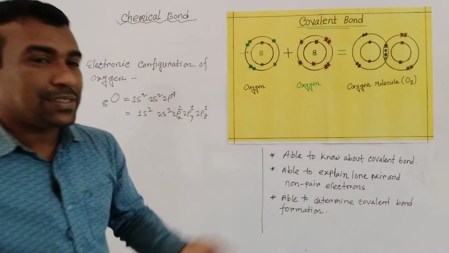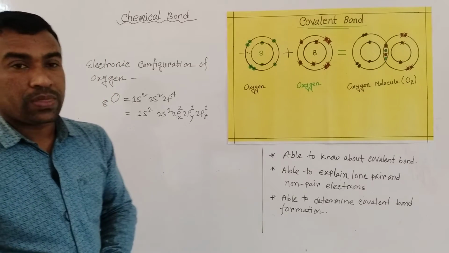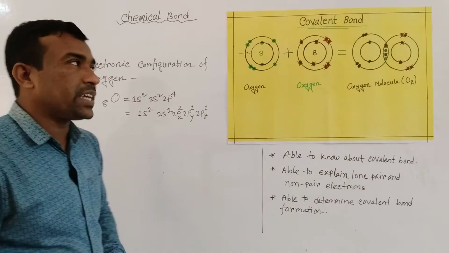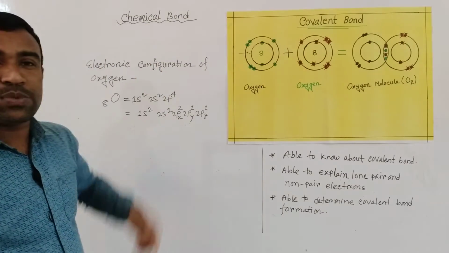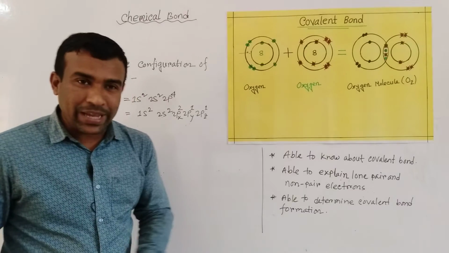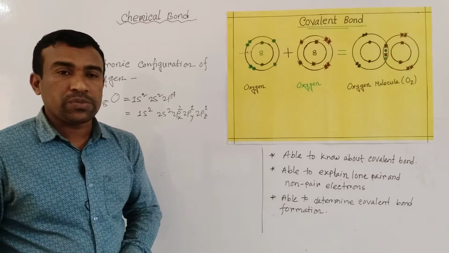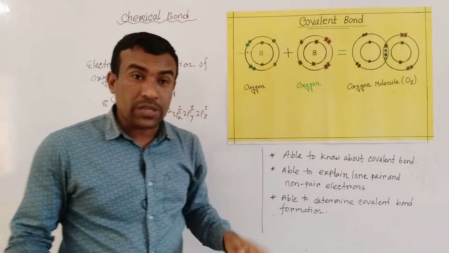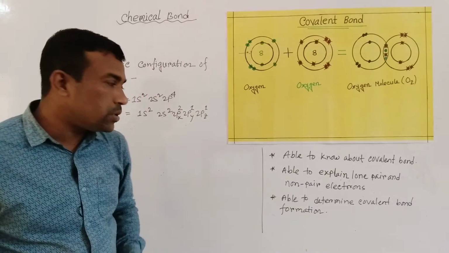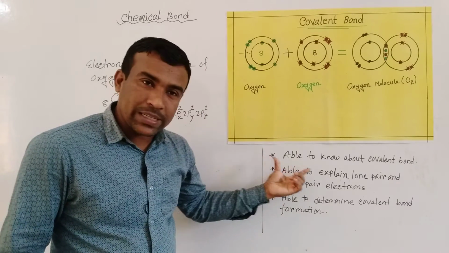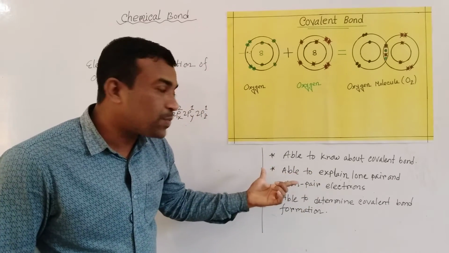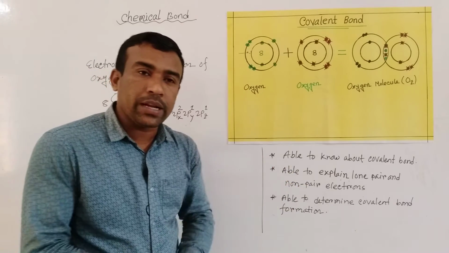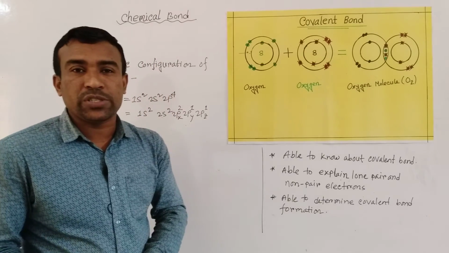Last day we discussed the ionic bond and the ionic bond formation process of the chapter of your chemistry text. Chapter 5, the name of this chapter is chemical bond. Today, I would like to discuss the bond formation process. What type of bond formation process? That is covalent bond. After this discussion, we will be able to learn what a covalent bond is, and we'll be able to explain the lone pair electron, the non-pair electron, and the covalent bond formation process.